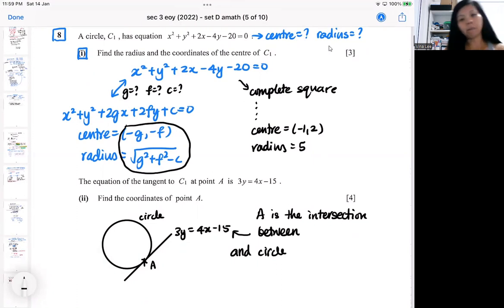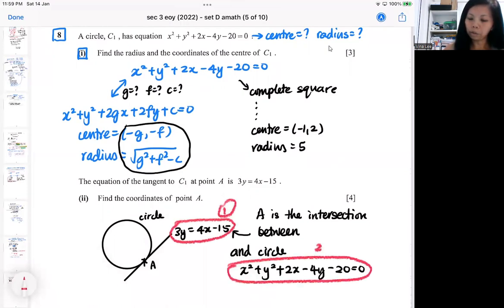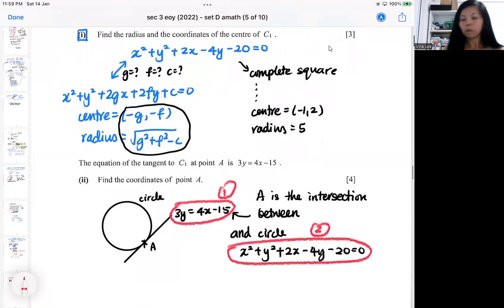So in order to get point A, you should do a simultaneous equation. So you just execute the simultaneous equation. This will be equation 1, this will be equation 2. If you do it correctly, you will strictly end up with only one answer. So A will be this.